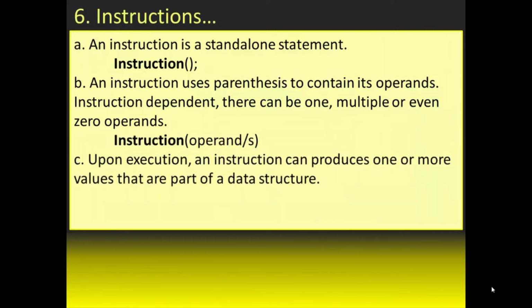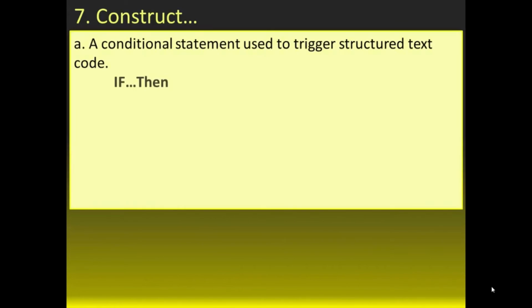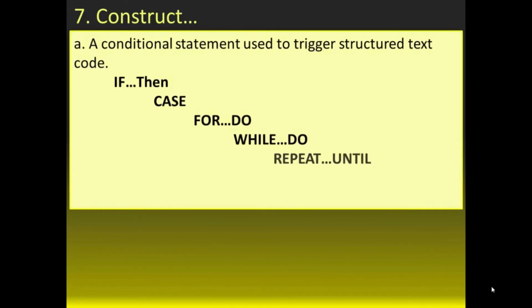Upon execution, an instruction can produce one or more values that are part of a data structure. For instance, an instruction can have three operands. A construct is a conditional statement used to trigger structured text code: if, then, case, for, do, while, do, repeat until, and exit. These are constructs.